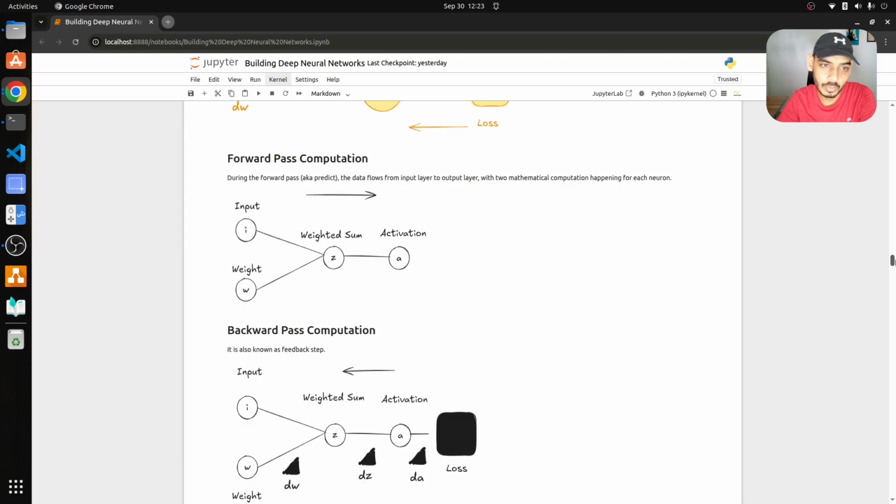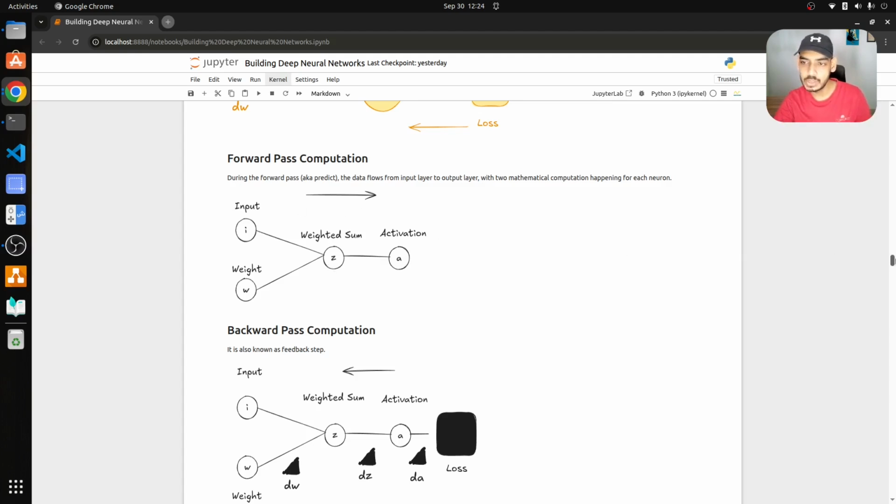So let's talk about the forward pass computation, what we have calculated, and then we'll talk about the backward pass computation. We had weights, then we multiply the weights with the input and we get our matrix multiplication between I and W. Then we add our bias, which is not present here because we are just discussing weight for now. We add the bias also and calculate our weighted sum.